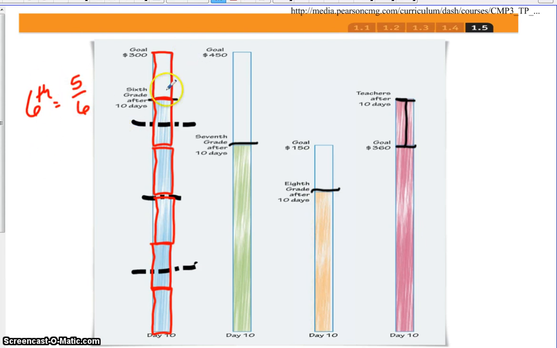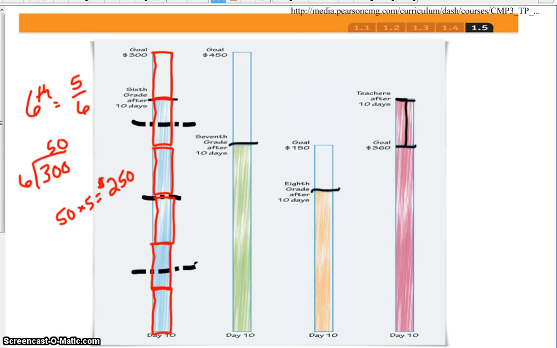Okay, and to figure out how much that would be, we would have to take 300, divide it by 6. Okay, so that would give us $50. Okay, and then we could take 50 times 5, and that would give us $250. So the 6th graders have raised $250 after 10 days.